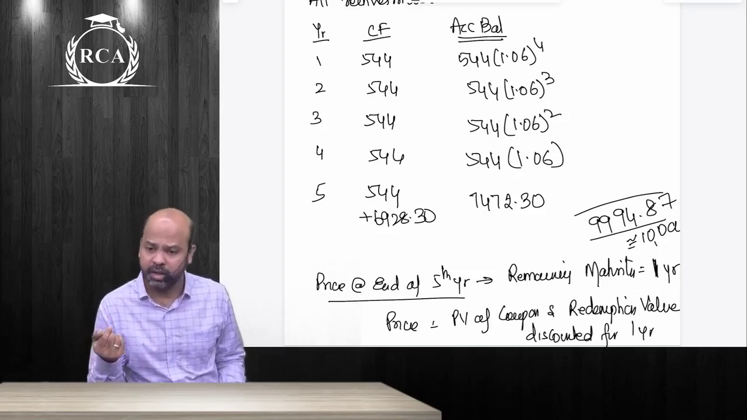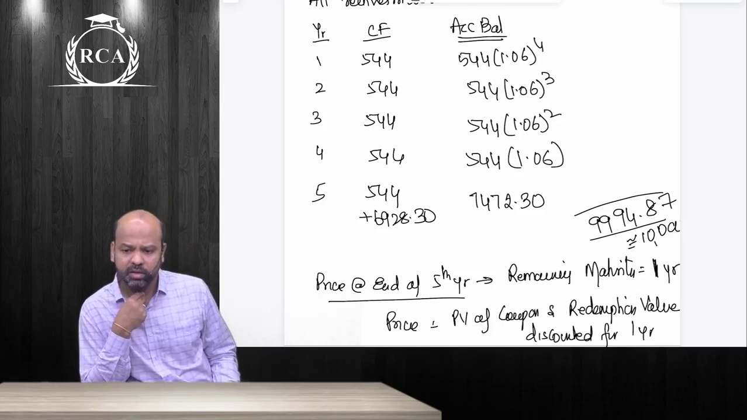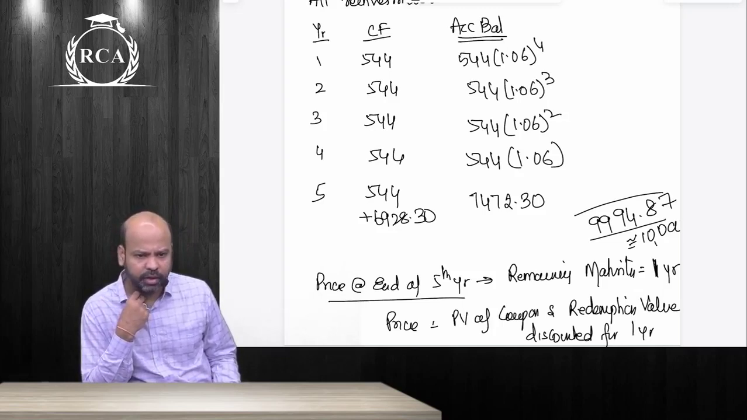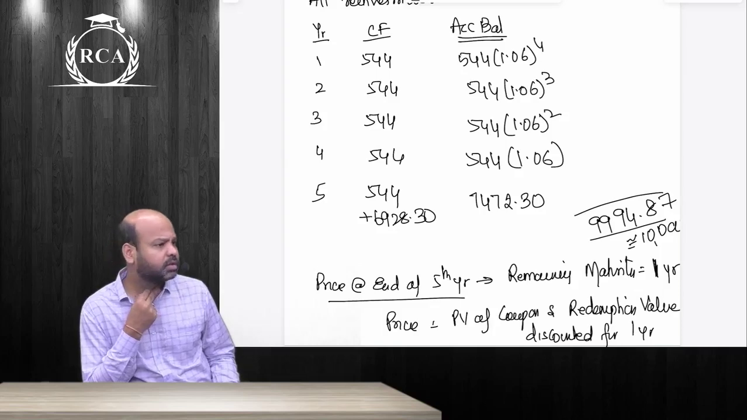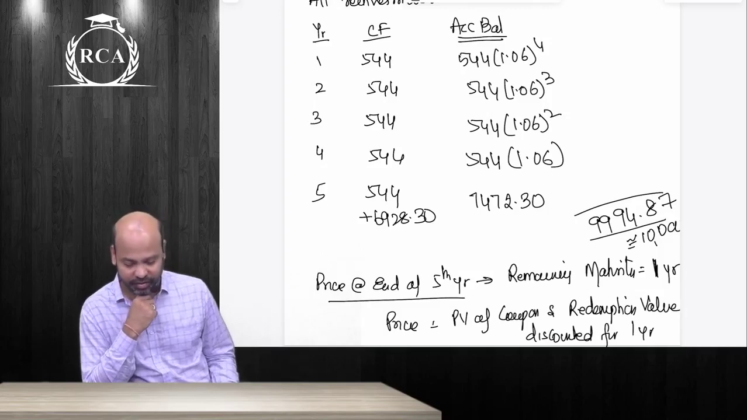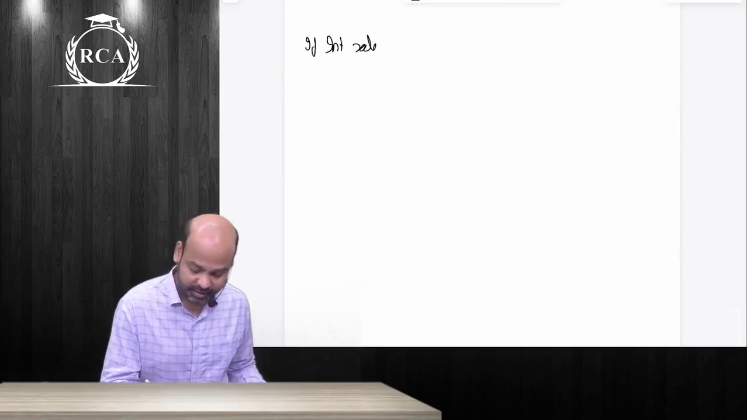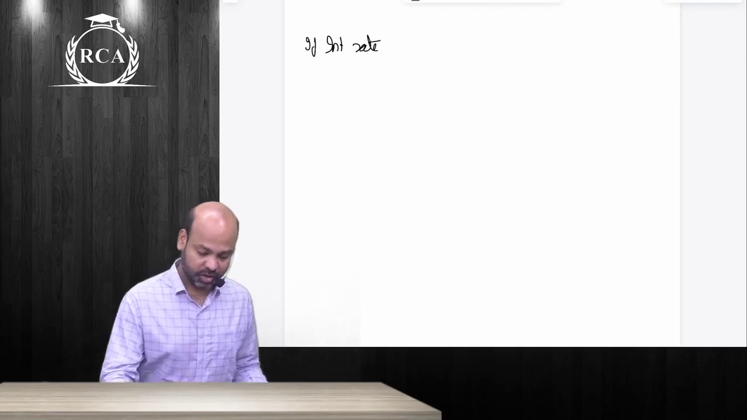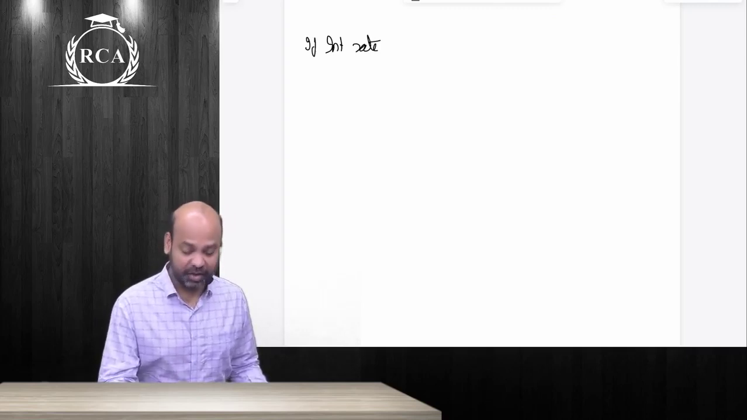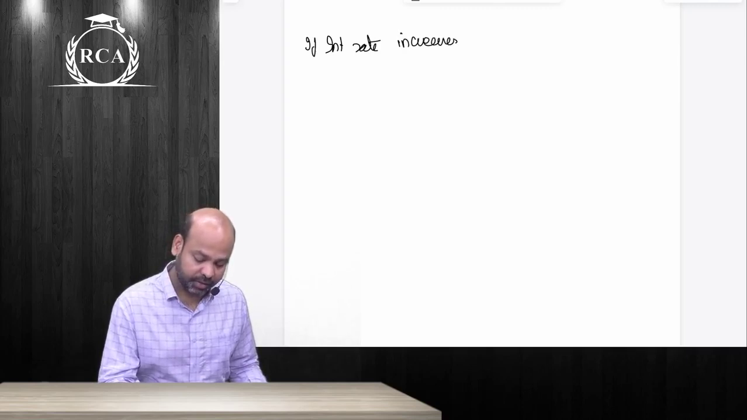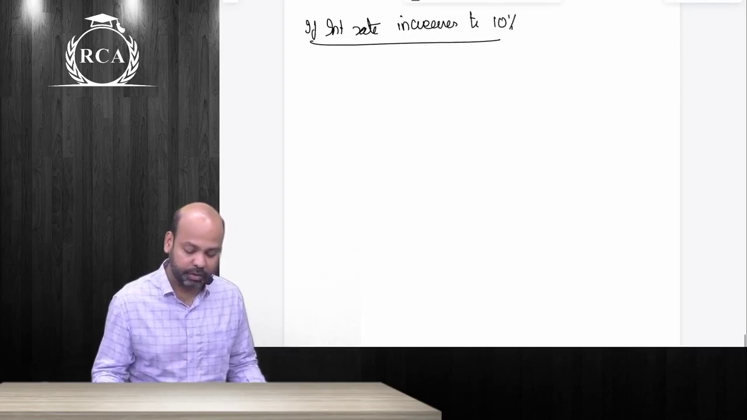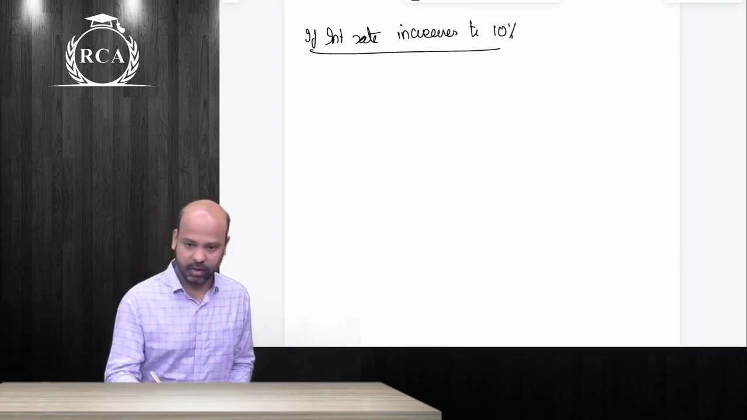It has come to 10%, how much accumulated balance? 997.53. 997.534 is the accumulated balance, beta, that you have at the end of 5th year. If interest rate, beta, increases to 10%, do not forget you have to recompute price of the bond, guys, at the end of 5th year.